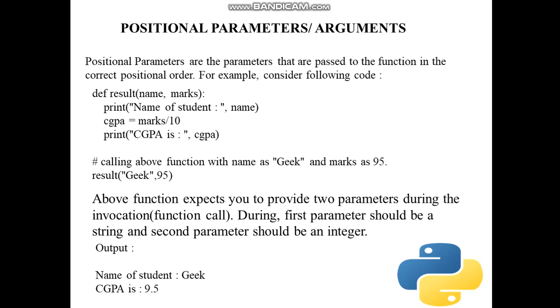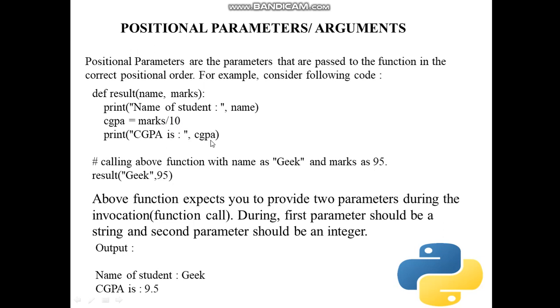We have said that whenever we are writing the parameters while calling the function, we call them arguments. Okay, so positional parameters are the parameters that are passed to the function in the correct positional order. For example, consider the following code. See, we are writing a function result where we are passing two parameters as name and marks. Then in the function we are printing the name of the student and we are calculating the CGPA equals to marks divided by 10, and we are printing the CGPA.